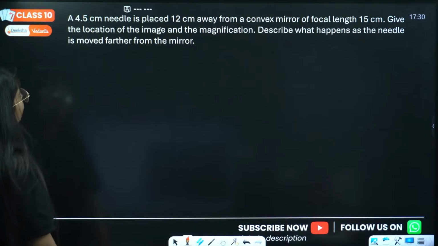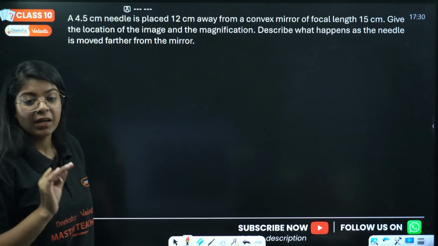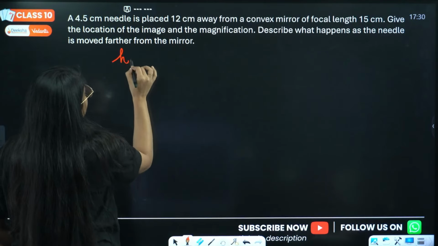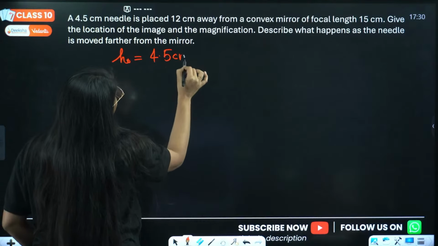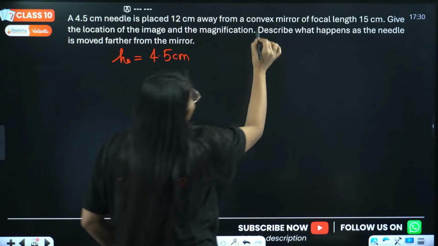Next question we have with us a 4.5 centimeter needle. Listen to it very carefully. A 4.5 centimeter needle, that is height of object is given as 4.5 centimeter, is placed at 12 centimeter away from a convex mirror.